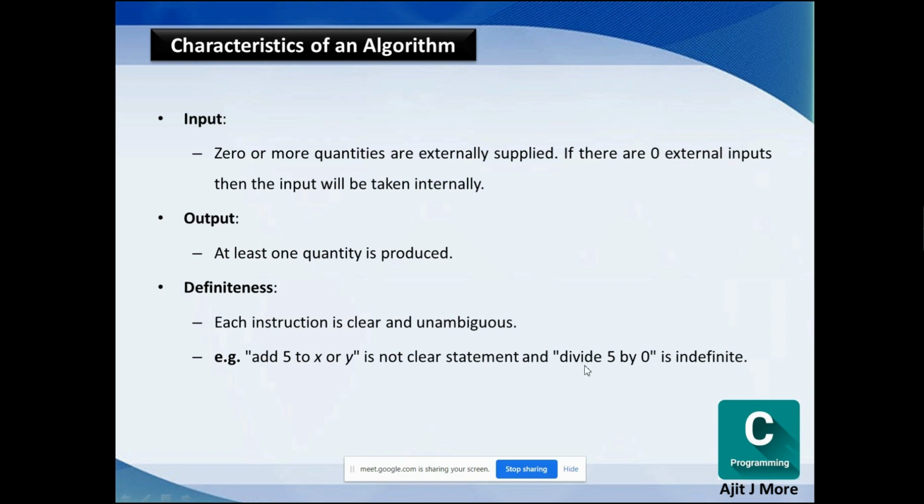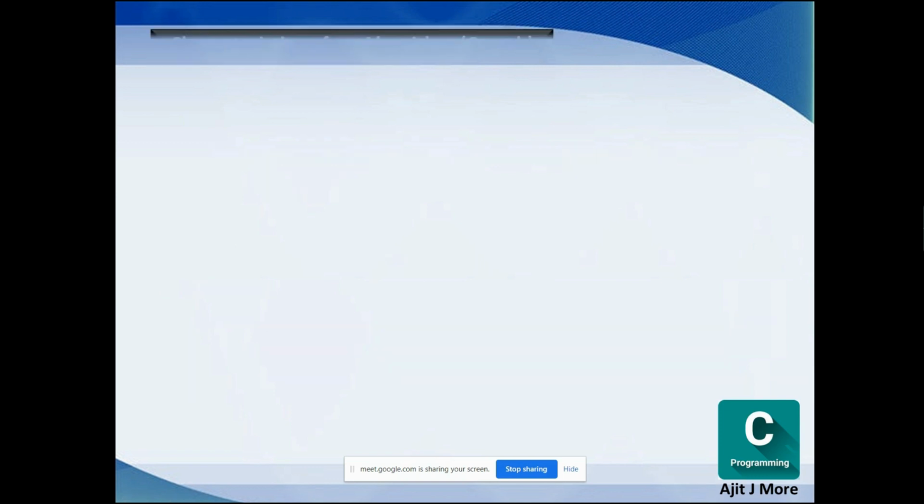Getting? And suppose I'm writing divide phi by 0. Means if your denominator comes 0, so your answer is going to be indefinite. So such sentences also should not be there. Means in your program, you should check the denominator first. If it is coming out to be 0, you should not do that division operation. Getting clear? So always check that each and every instruction which you write is clear and unambiguous. Okay.